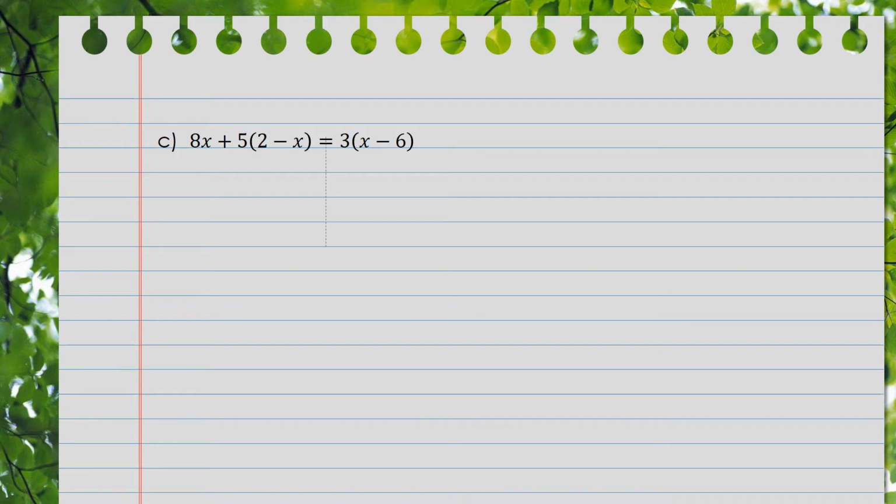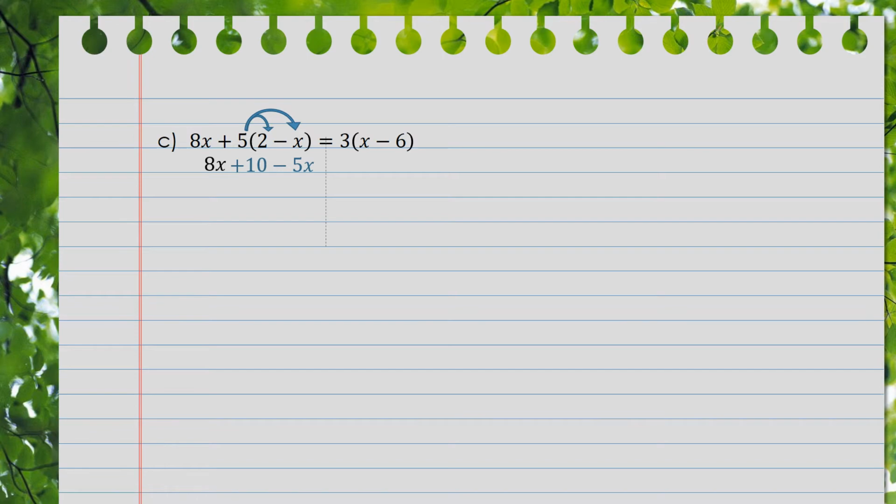I have no exponents, but I do have some multiplication in the form of the distributive property. We need to distribute the 5. So 5 times 2 and 5 times -x, which gives us 10 minus 5x, and we can't leave that 8x behind.